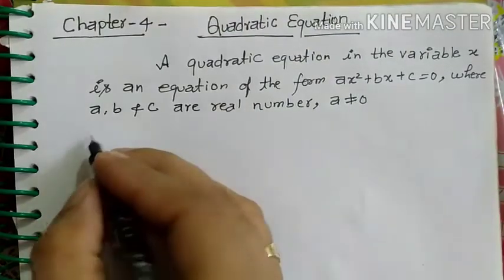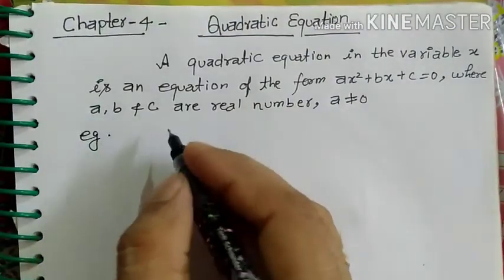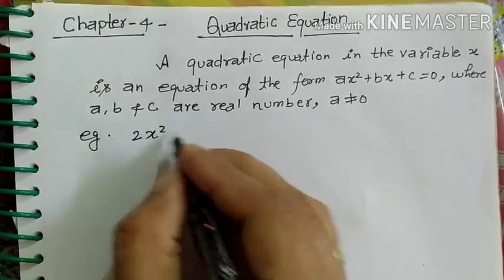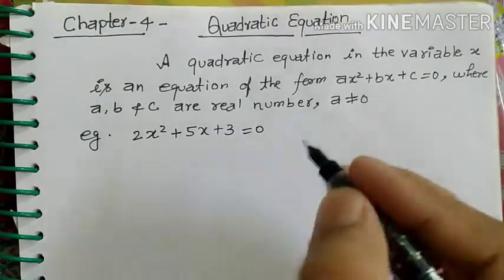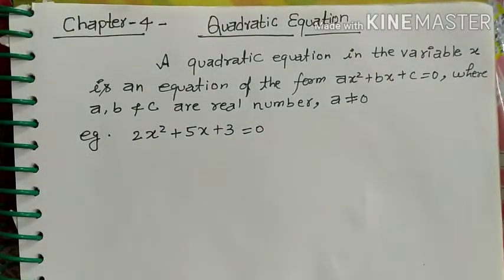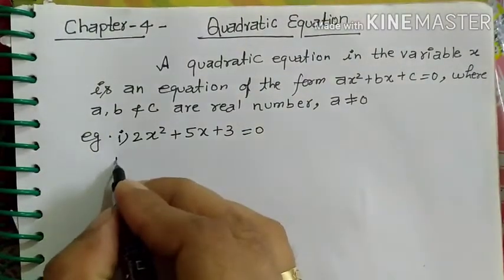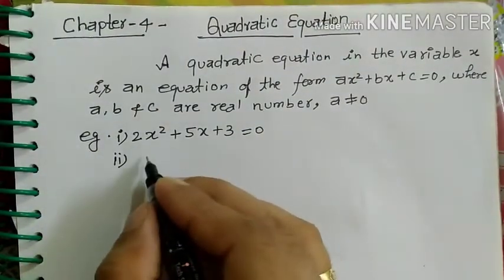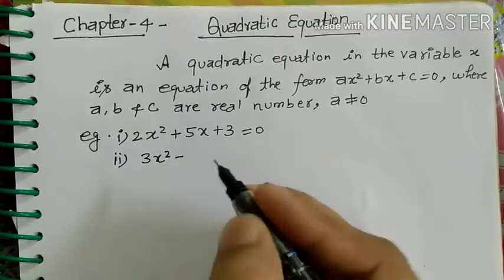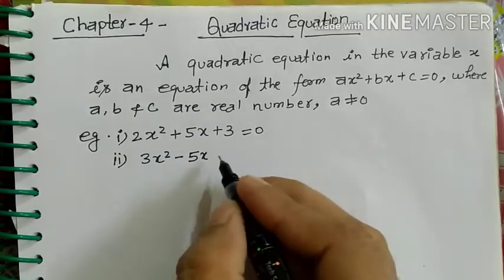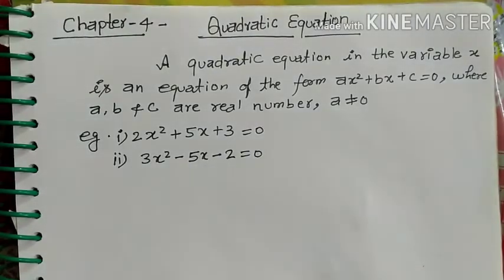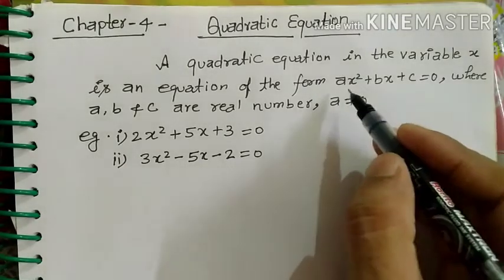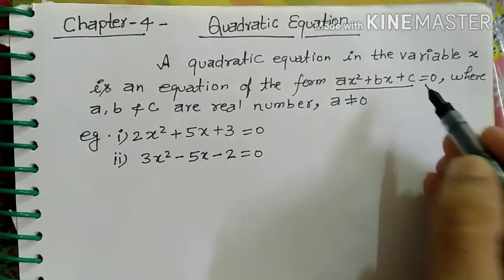For example, suppose we take 2x square plus 5x plus 3 equals 0. It is a quadratic equation. Similarly, the second one: 3x square minus 5x minus 2 equals 0. That's also a quadratic equation. For information, the standard form is ax square plus bx plus c equals 0.